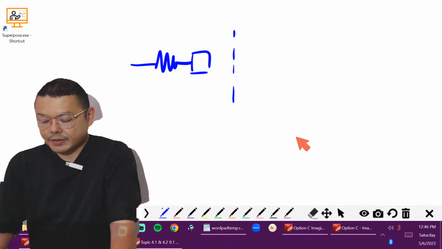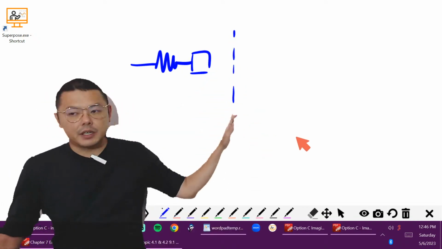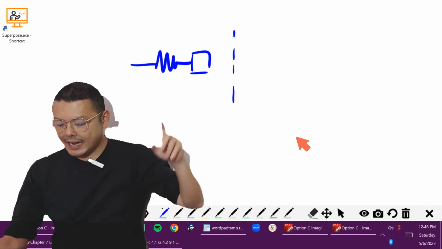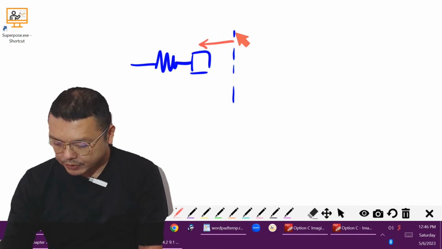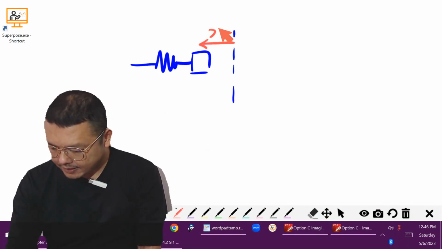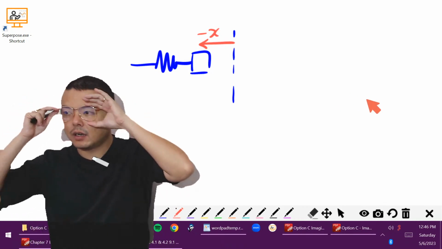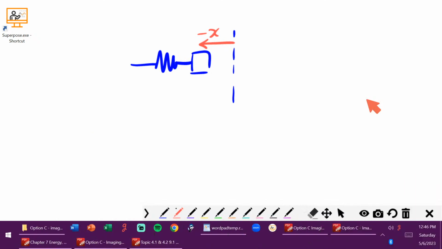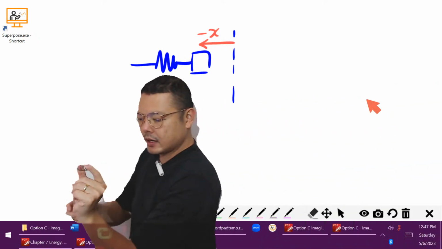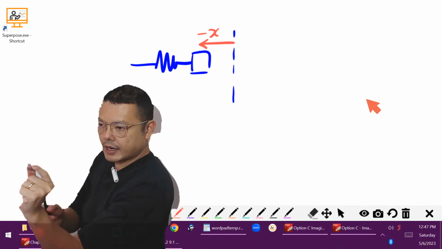Okay, let me show you this. Let's say that's the equilibrium position, and this is the most negative amplitude, this is minus x. What's happening to the spring? Good. Compressed. You see the spring? It's compressed.